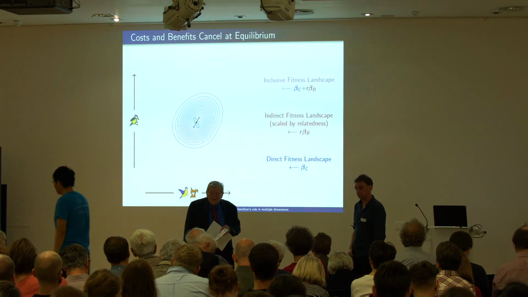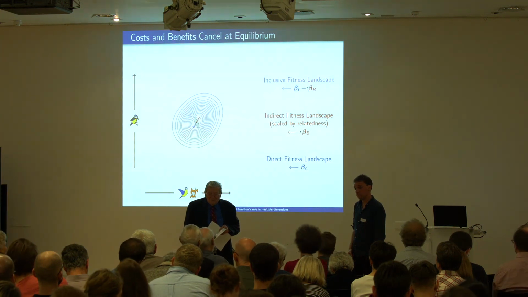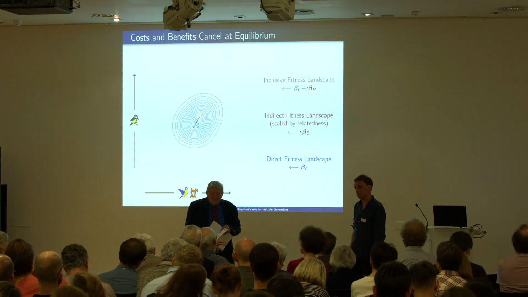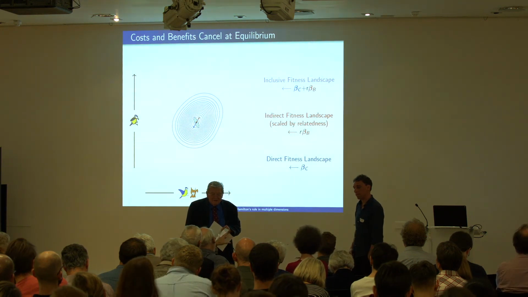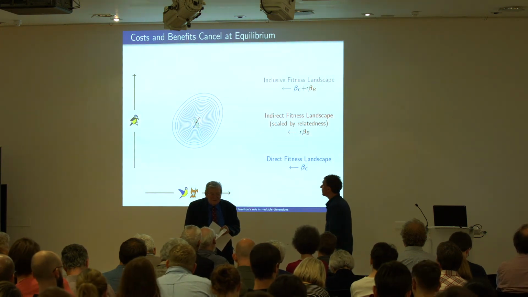Presumably you could generalize this further. It's a really beautiful generalization of Hamilton's rule, but could you add multiple interactants with different coefficients of relatedness into the picture? Yeah, so I didn't.